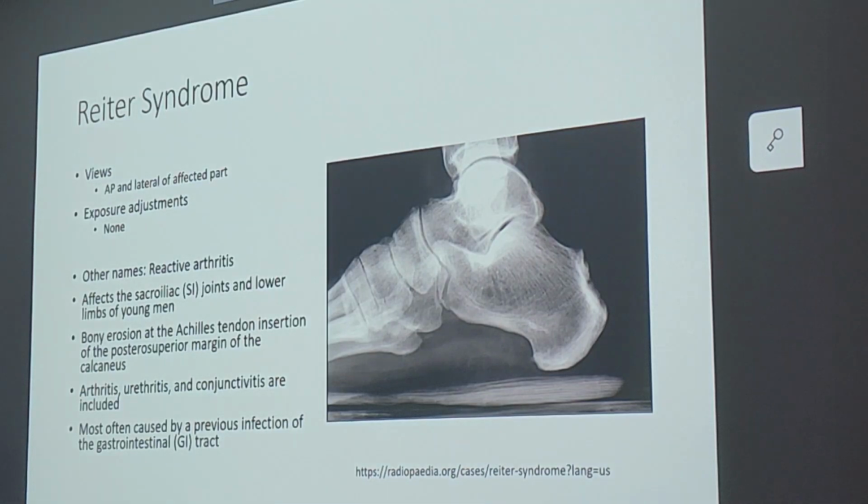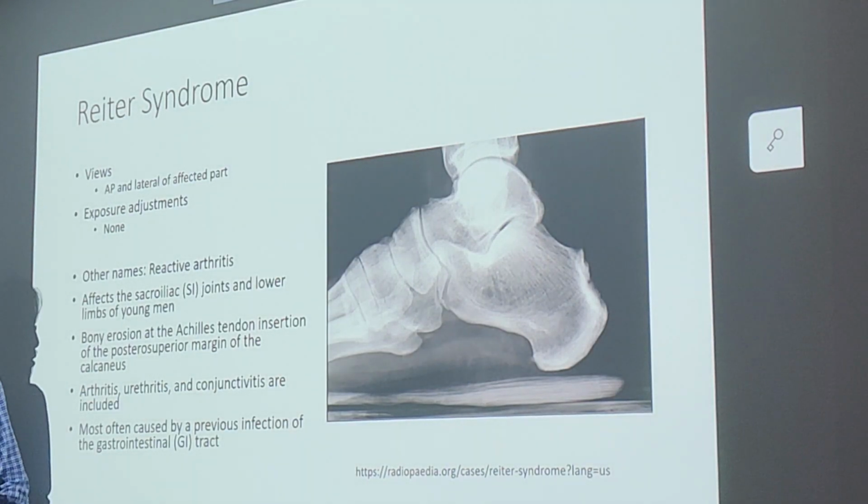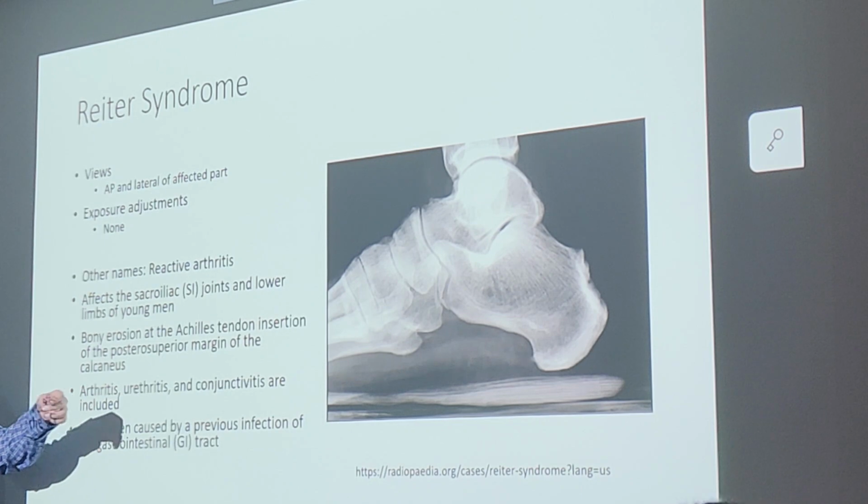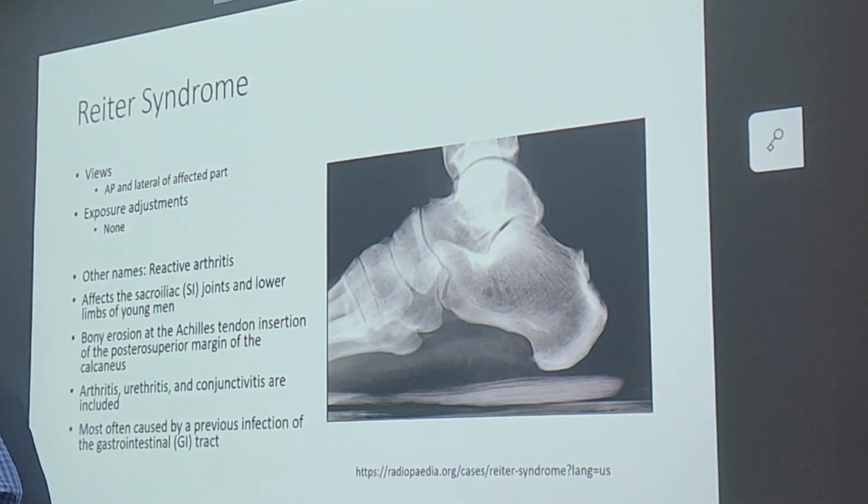So this is Reiter syndrome. In addition, it also affects the SI joints, and this is called reactive arthritis. Don't ask me how the GI tract infection makes its way down here. I have forgotten. I do not know. Did you say it affects the back of the ankles? This is the back and top of the calcaneus, the heel bone.